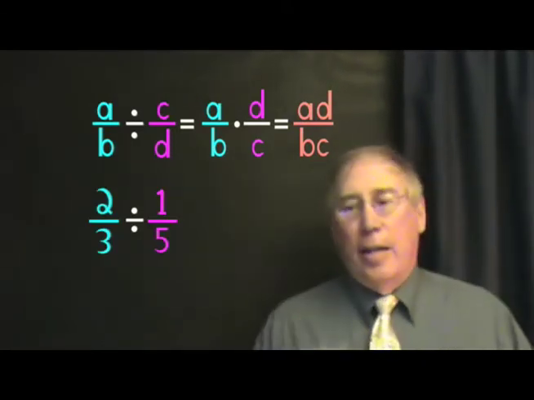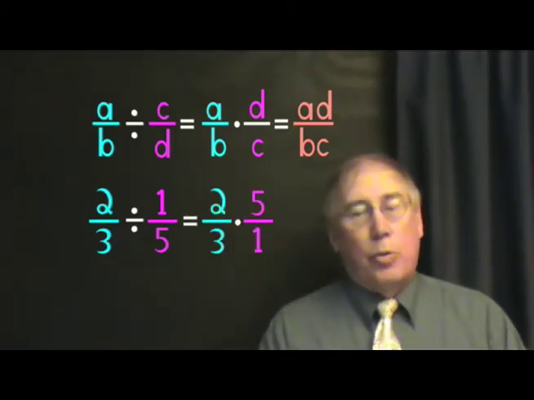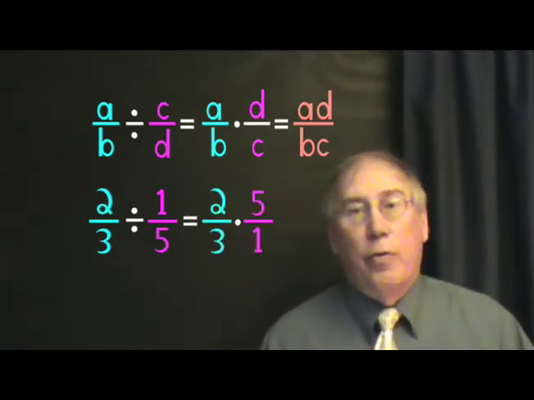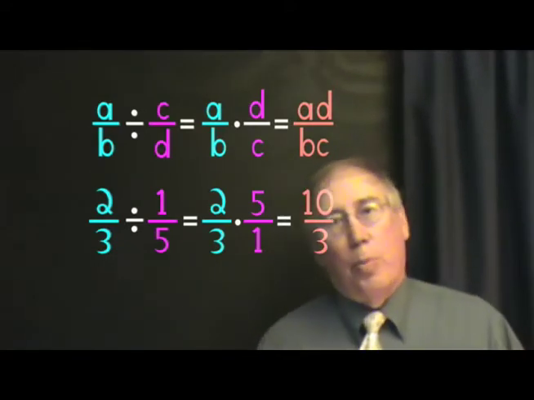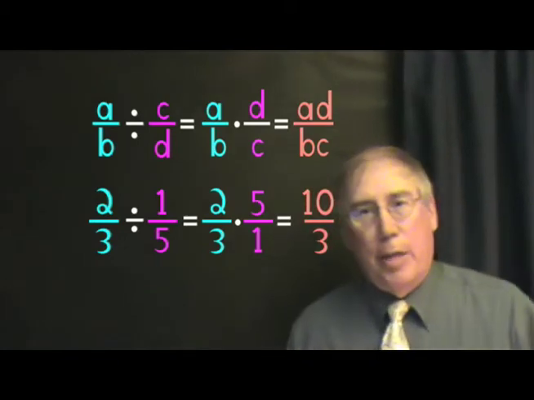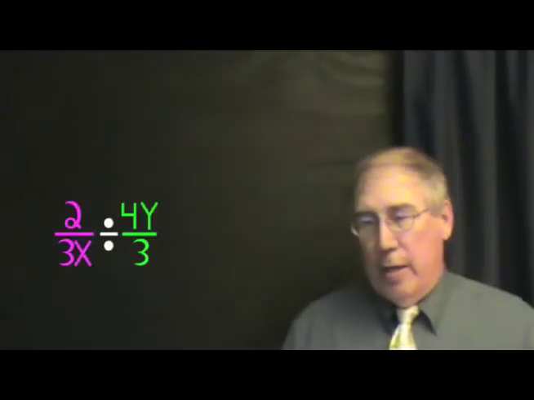Let's take an example. 2/3 divided by 1/5. The reciprocal of 1/5 is 5/1. Now we have a multiplication problem, and we can just multiply the numerators together and the denominators together. So we'll use that idea here.